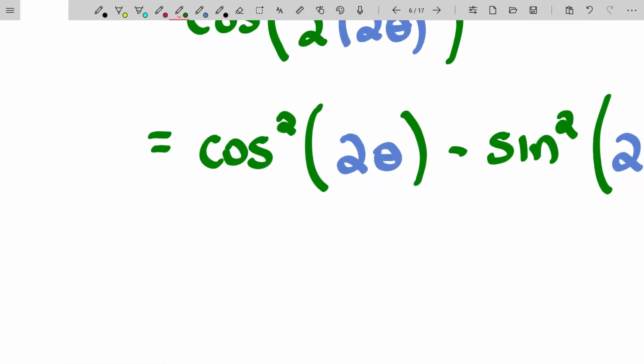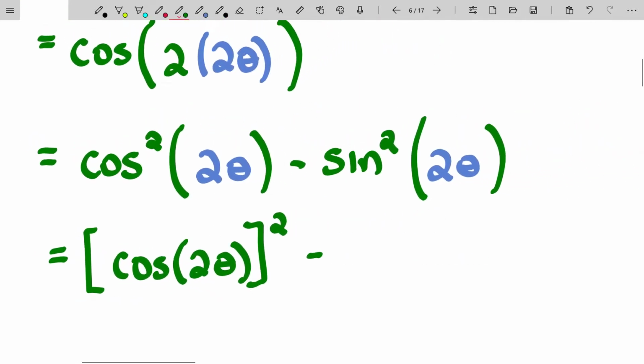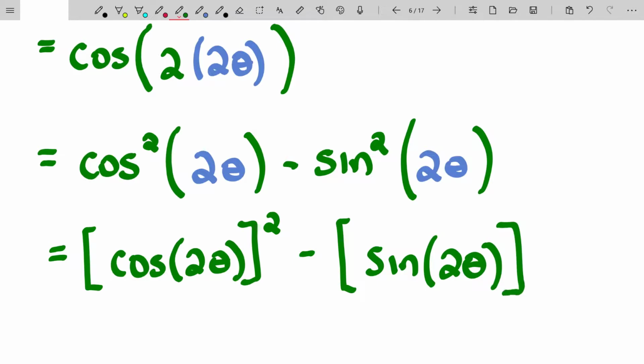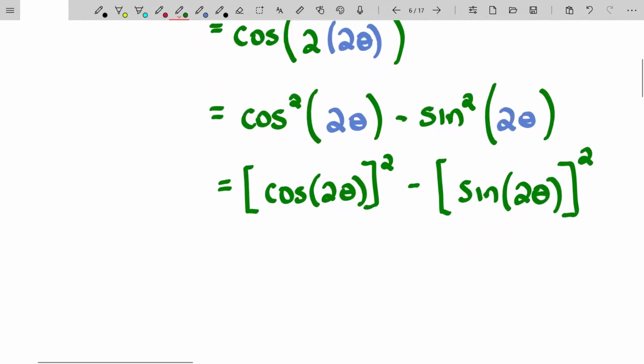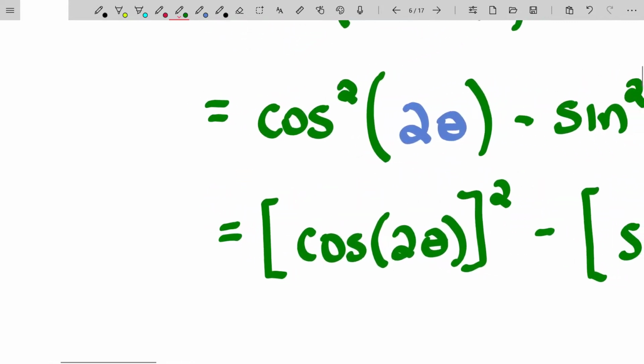So let's go ahead and trade out that cosine squared of a double angle, and I'm going to make it look like this first. I'm going to say that's the cosine of that 2 theta being squared minus a sine of that 2 theta being squared. It just makes it a little bit easier for you and me to see the same thing. Cosine squared of 2 theta is the same thing as the quantity of cosine of 2 theta being squared. These two things are exactly the same statement.